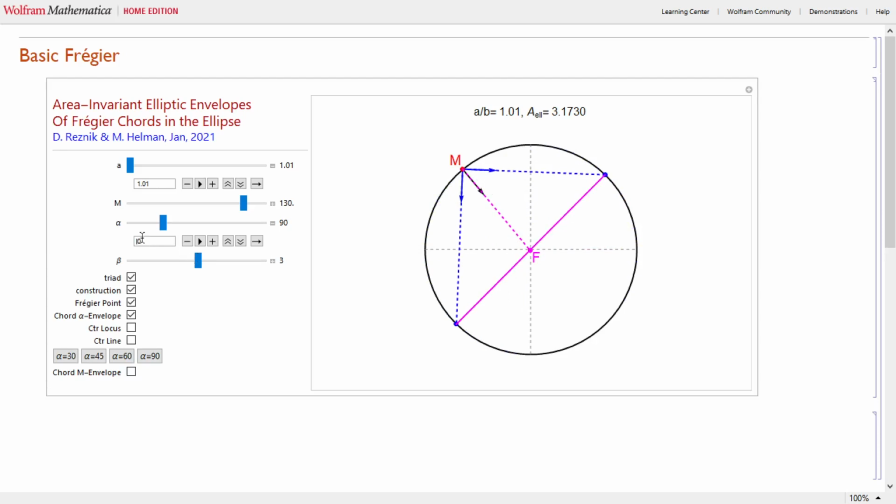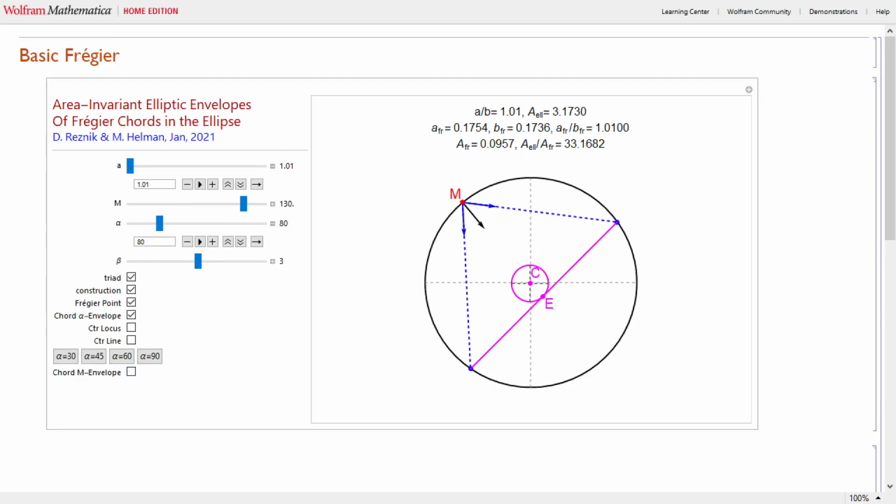If I go down to 80 degrees, I go back to a non-Frégier kind of envelope, except that in this case, when A over B is equal to 1, I get a circle for that envelope. Okay, all right, so now let's switch gears. That's the subject of this particular video.